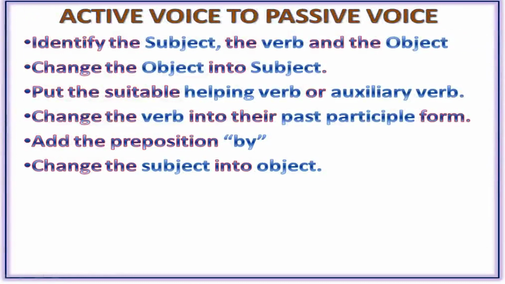Before changing the active to passive voice, we have some rules here. Those are: identify the subject, the verb and the object. Change the object into the subject. Put the suitable helping verb or auxiliary verb. Change the verb into the past participle or V3 form. Add the preposition by and change the subject into the object.